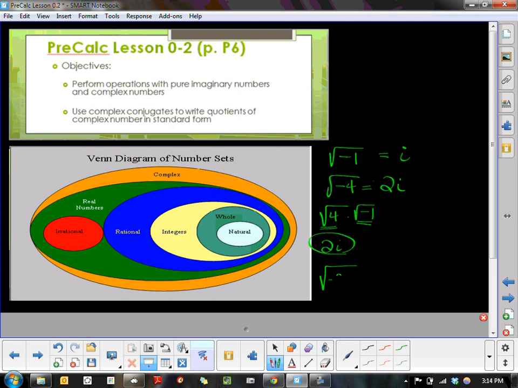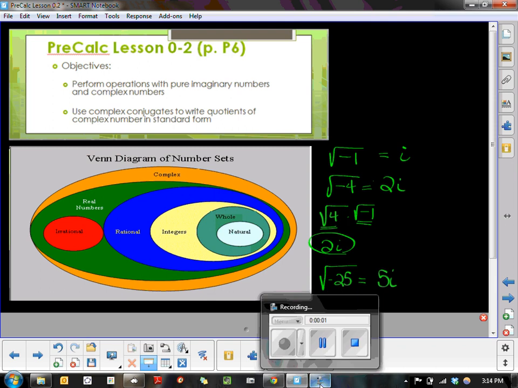Final example now is the square root of -25. That would be 5i. So that should pump your brain a little bit, prime it for what we're going to be looking at here, and that's a little bit of the intro into this investigation of this lesson.